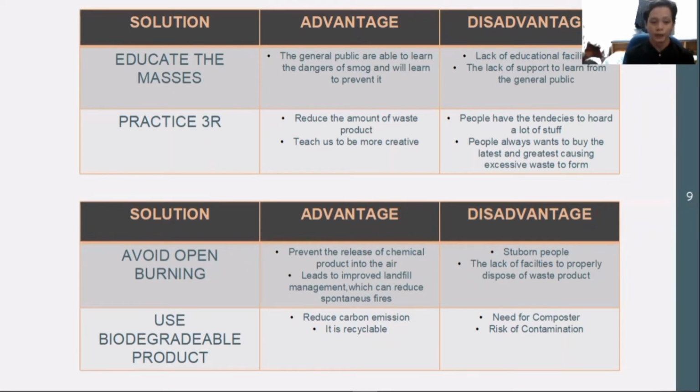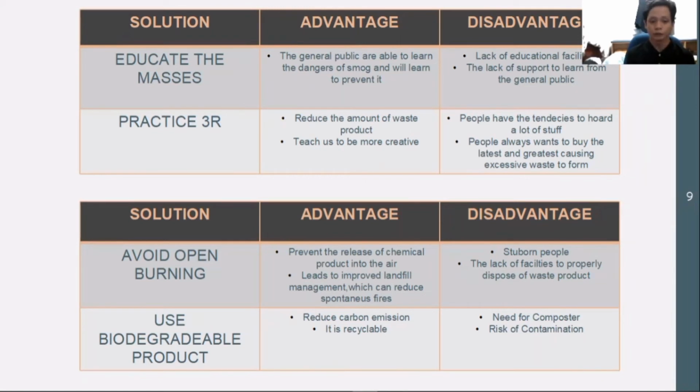The last problem is excessive waste product. So the solution for this problem is to avoid open burning. When we have excessive waste, we tend to get rid of it, and the method we tend to use is to burn it, causing open burning. So we need to avoid open burning so that we can prevent the release of chemical product into the air, which leads to improved landfill management, which can reduce spontaneous fire. The disadvantages of this are that there are a lot of stubborn people who won't go through with this method, as well as the lack of facilities to properly dispose of waste product.